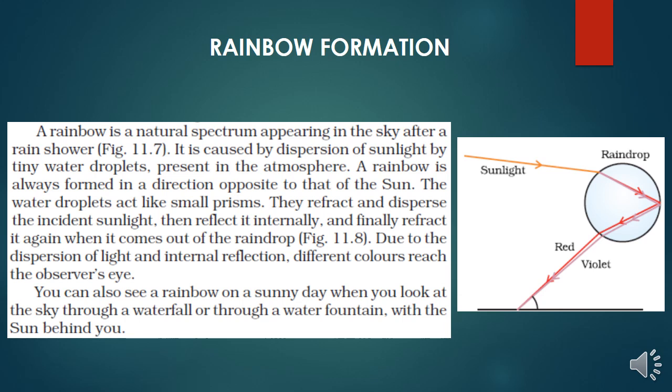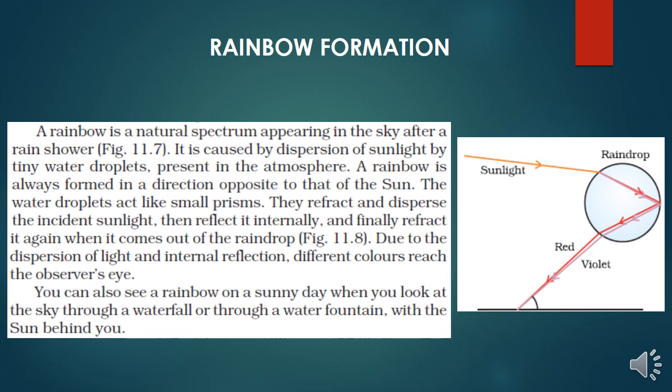The rainbow formation is similar to the refraction of light that we saw using a glass prism. In a glass prism we saw that when white light is incident on it, it gets dispersed and you get a spectrum of 7 colors.